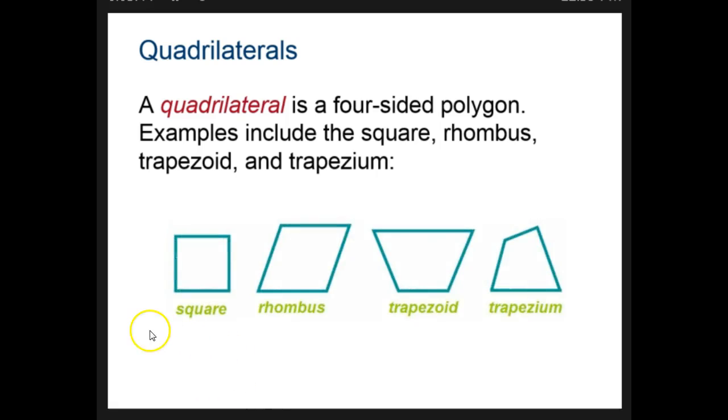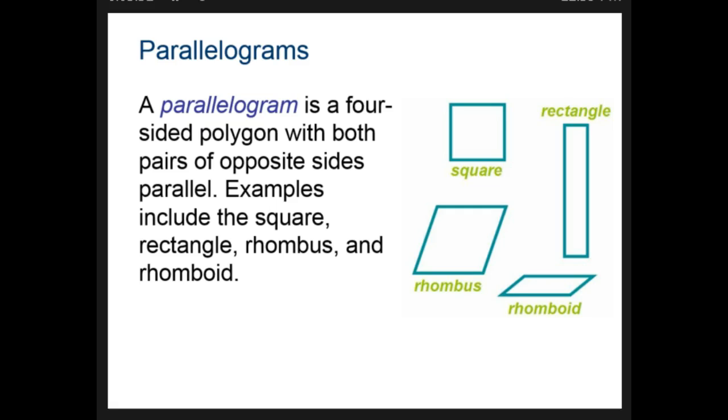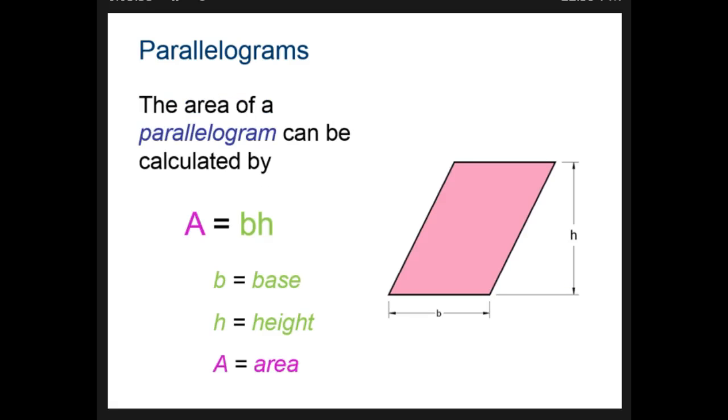Quadrilaterals, any shape with four sides. These are the same names for them that we have seen in geometry. Parallelograms, remember base and height. Again, height goes straight up and down perpendicular to the base.